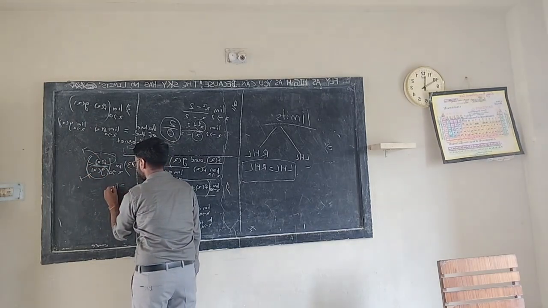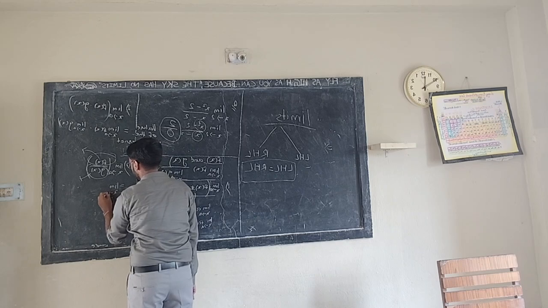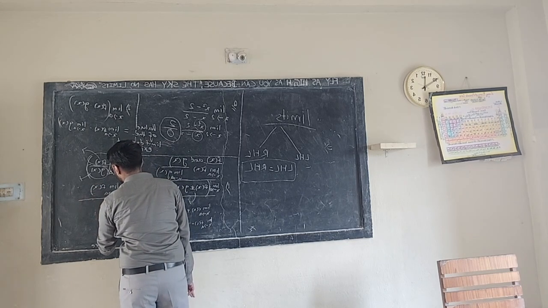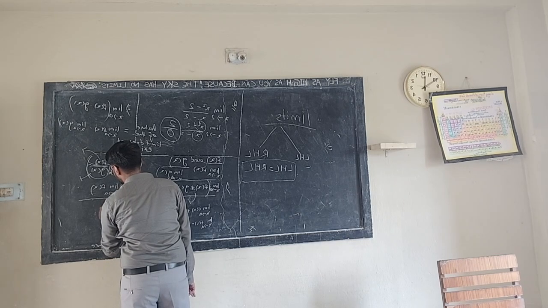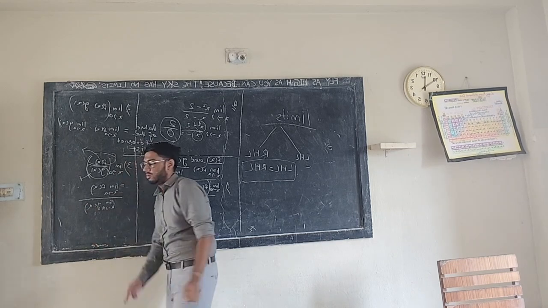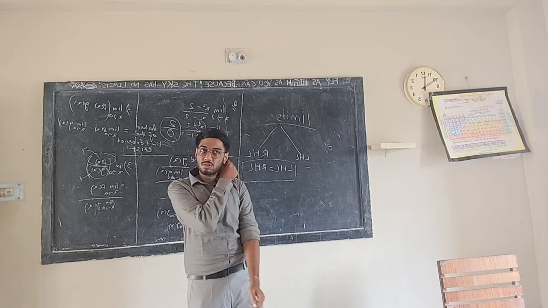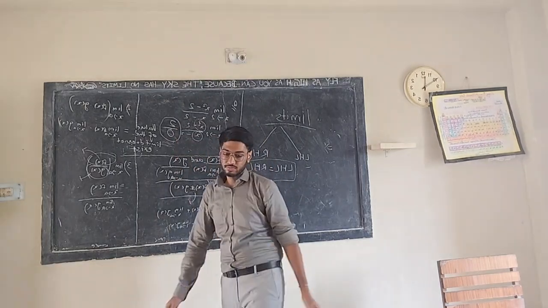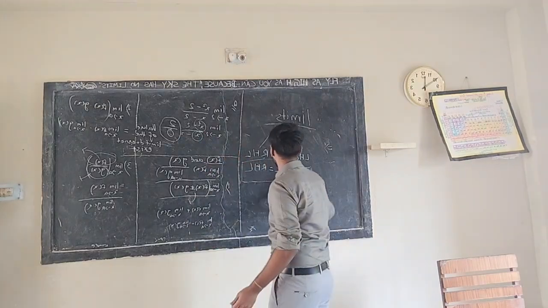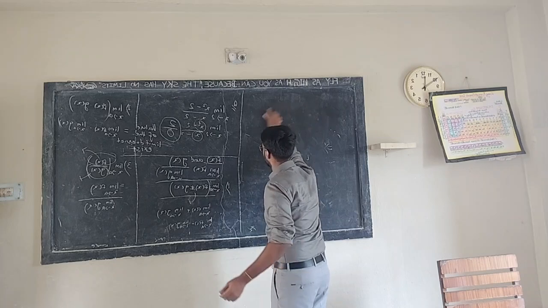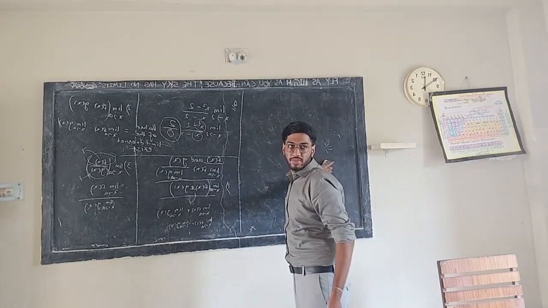So limit extending to a of f of x by limit extending to b of g of x. Did you understand? Everybody understood? Anybody has any doubt?